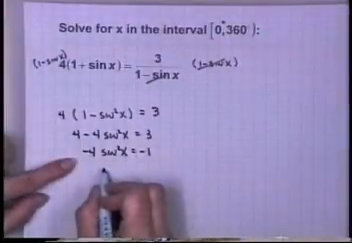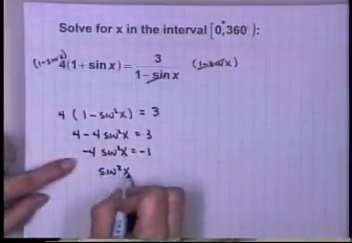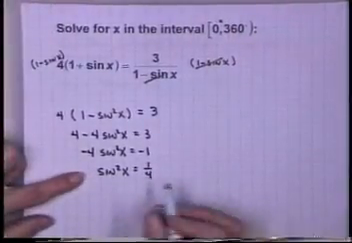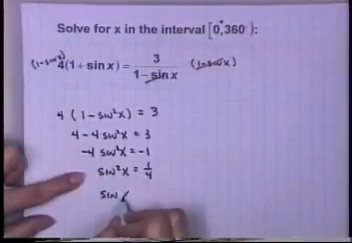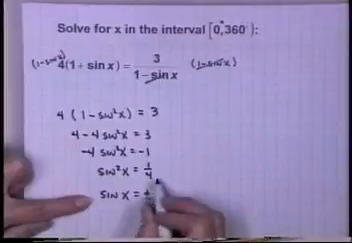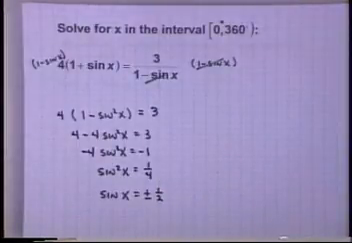Then dividing by -4, I get sine squared x equals positive 1/4. I'm ready to take a square root now. Sine x will be plus or minus 1/2. The square root of 1/4 is 1/2. But notice that plus or minus thing on there.